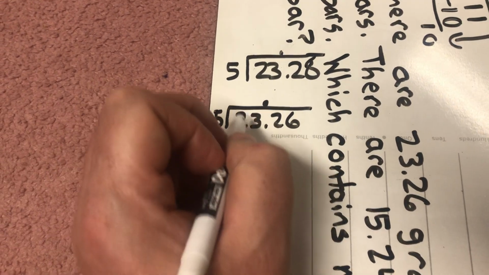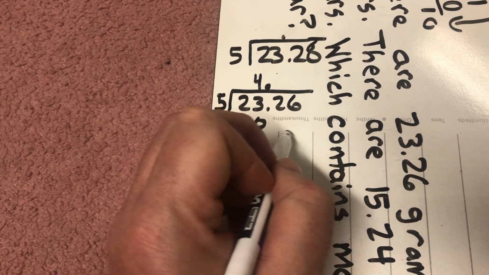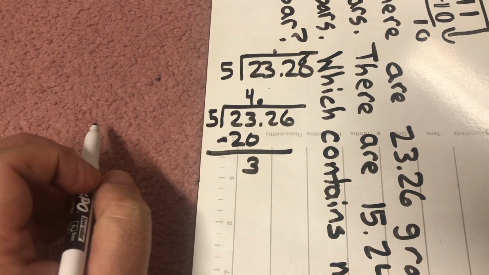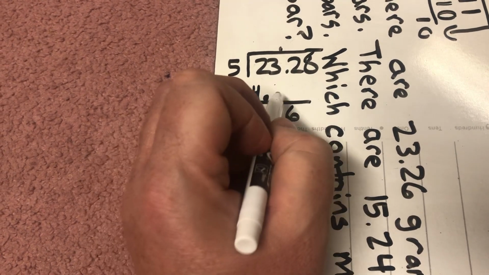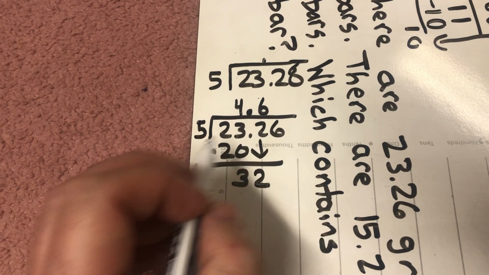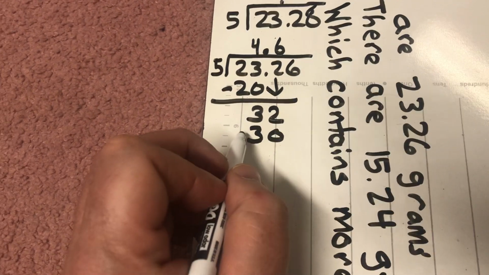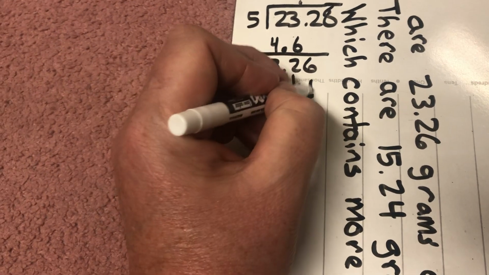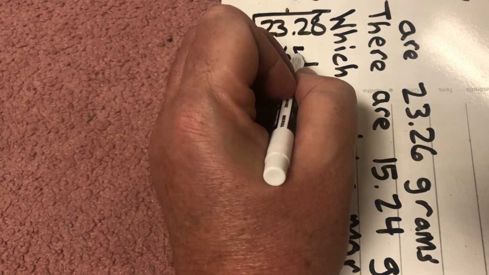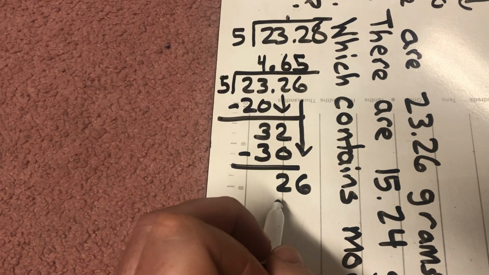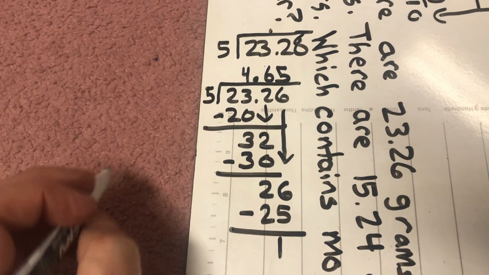Put our decimal up. 5 can go into 23 4 times. 4 times 5 is 20. 23 minus 20 is 3. I'm going to bring the 2 down. 5 can go into 32 6 times. 6 times 5 is 30. 32 minus 30 is 2. Bring the 6 down. 5 can go into 26 5 times. 5 times 5 is 25. 26 minus 25 is 1.